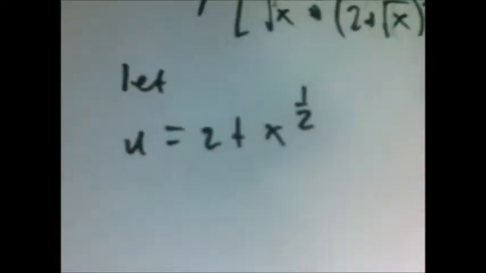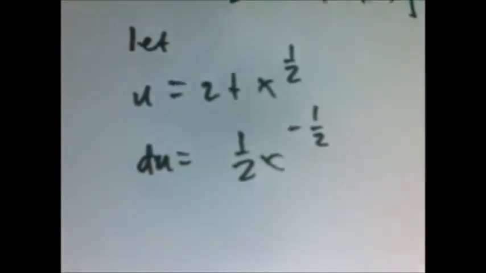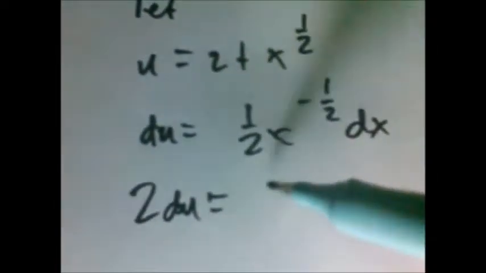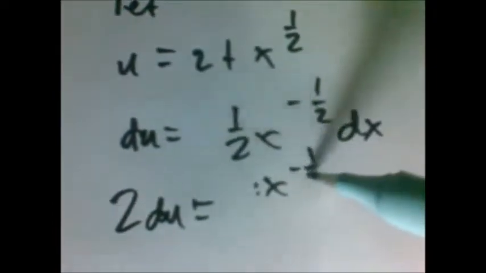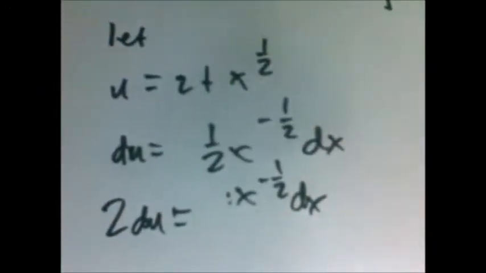We let u is equal to 2 plus x raised to 1/2. So we'll have du equals 1/2 x raised to -1/2 dx. So we shall rewrite it as this.